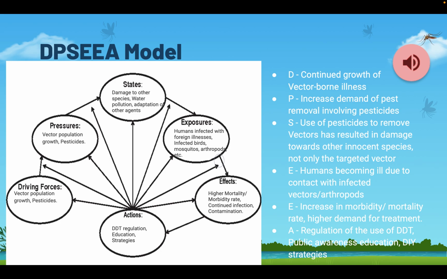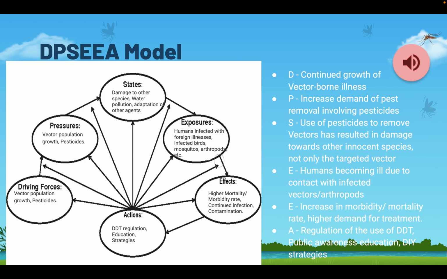Exposures would be the humans infected with the foreign illnesses. So humans becoming ill due to contact with the infected vectors and arthropods, and the infected animals would be that of infected birds, mosquitoes, arthropods, and etc. The effects of higher infections would be that of a higher mortality rate, morbidity rate, and continued infection and contamination. So the problem consists of humans being continuously infected with these dangerous viruses and illnesses.